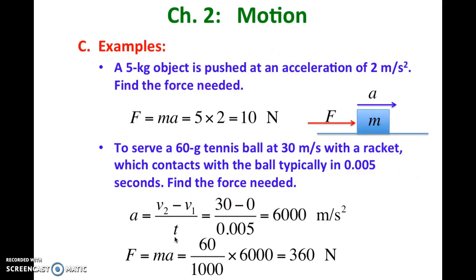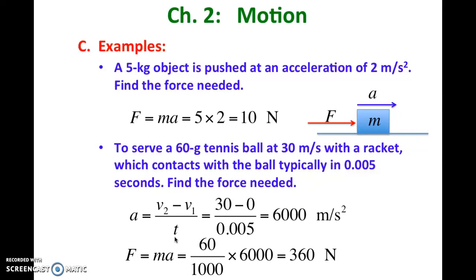Let's do an example. Find the force needed to push a 5 kilogram object at an acceleration of 2 meters per second square. This is the question. According to Newton's second law, F equals ma. Mass m equals 5 kilograms and acceleration a equals 2 meters per second square. Then we obtain the force equals 5 times 2 equals 10 Newtons.